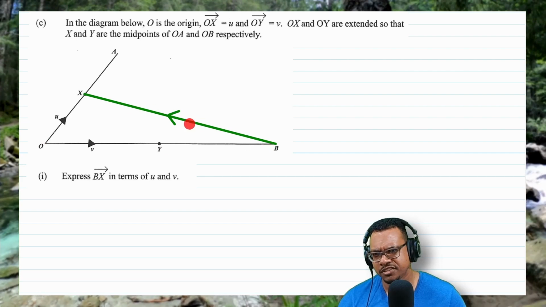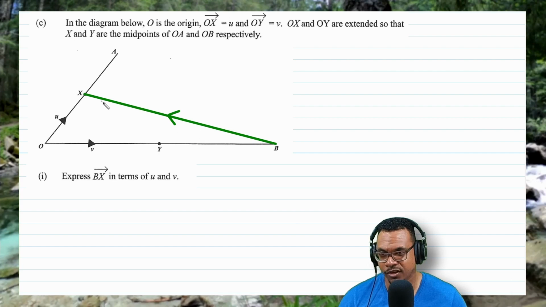Now, seeing that this is our resultant vector, we're going to use our triangle law, and we can see we have a triangle being formed here. So I know I need the vector B to O because this arrow points to the head. This is the head of BX, and this is the tail of BX. So I need this vector that's going to come here. I need the tail to connect to the tail here.